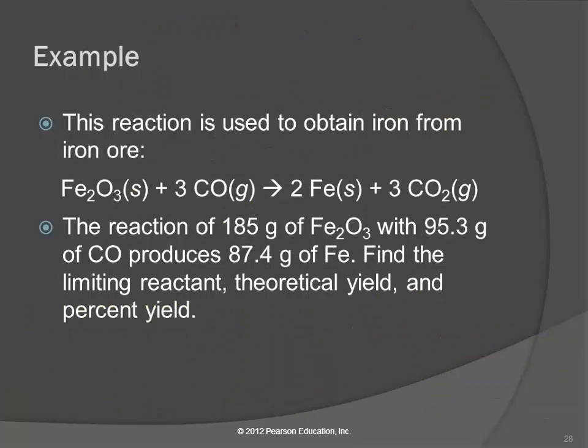Here's another one. This reaction is used to obtain iron from iron ore. I'm sure you're just excited to learn that today. The reaction of 185 grams of Fe2O3 with 95.3 grams of CO produces 87.4 grams of Fe. Find the limiting reactant, theoretical yield, and percent yield.